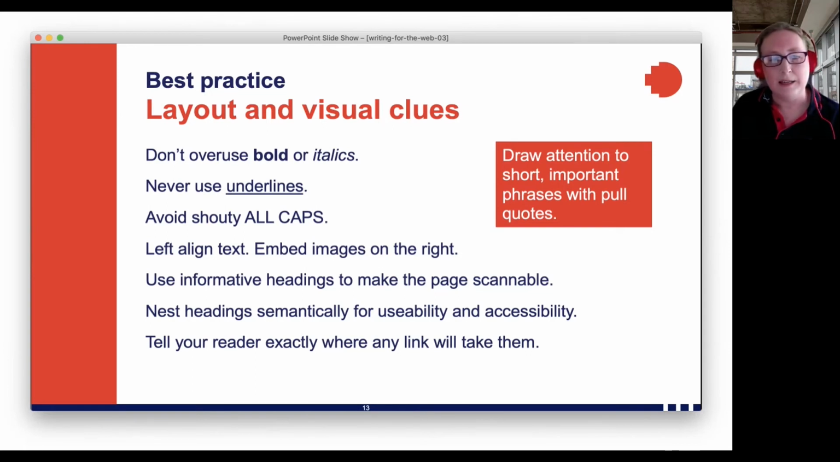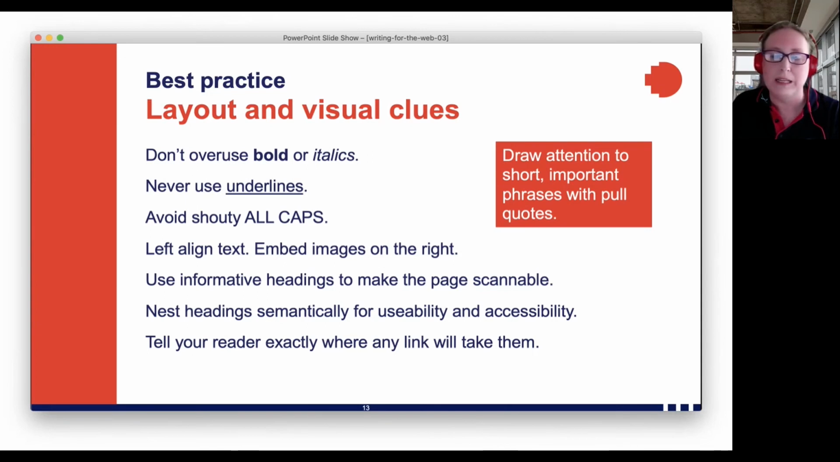And for links, make sure you tell your reader exactly where the link will take them. Now, this means don't link a URL. URLs often have jumbled up letters in them, not particularly useful. Not all URLs are human readable. And even if they are, people don't need to see exactly the address and the folders that file lives in somewhere on the web. Tell them where the link is going to take them.